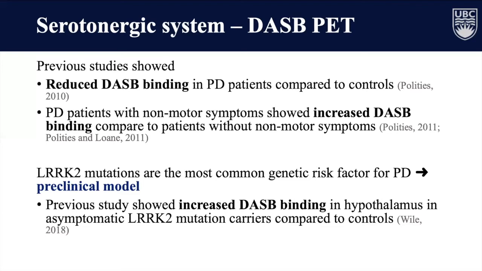Okay, good. Yeah, so we want to use the LRRK2 unaffected mutation carriers as our preclinical model for Parkinson's. Previous studies show there's an increased DASB binding in the hypothalamus in the asymptomatic LRRK2 mutation carriers, which indicates there's already some abnormalities before disease onset associated with this particular mutation.